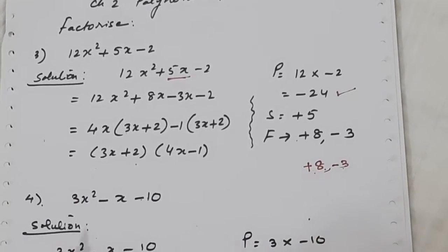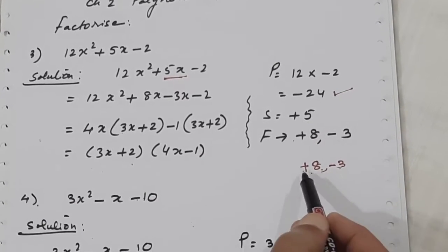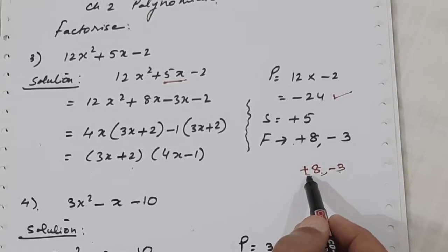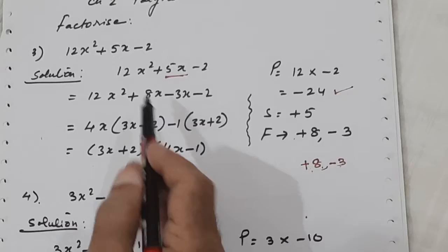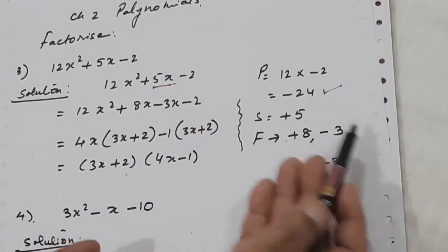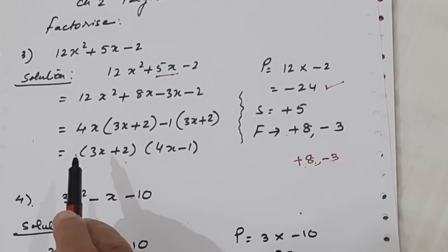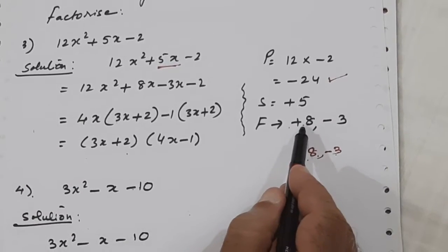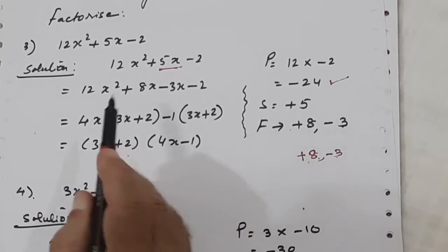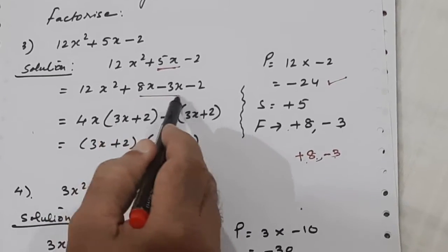Concentrate on this. If it is minus 5, then I would have taken minus 8 here and plus 3 here. That also can be shown. You can practice it. Change the plus sign into minus and get the factors. So let us see again. Plus 5 is split into plus 8 and minus 3. So split the middle term here.